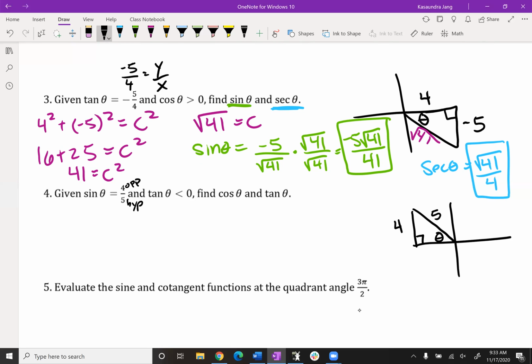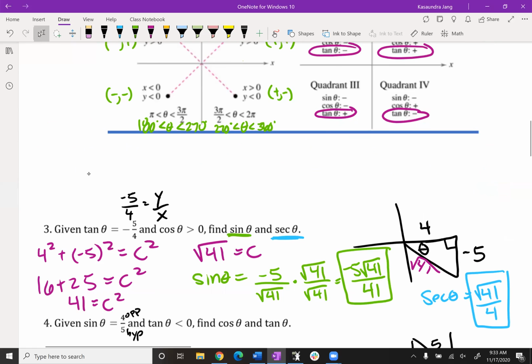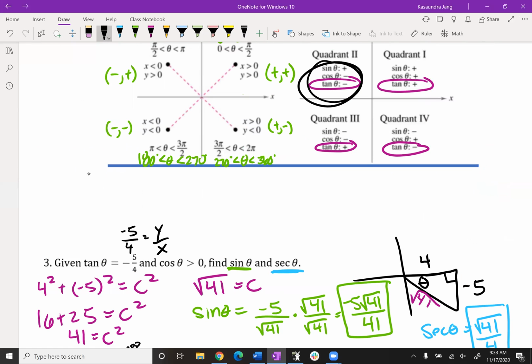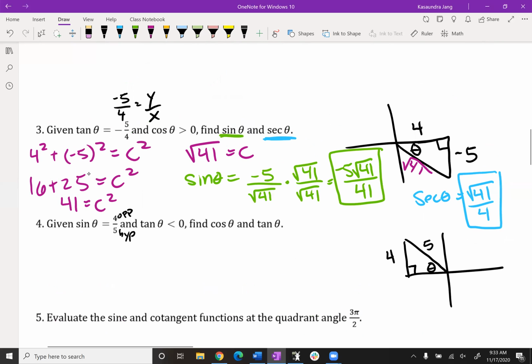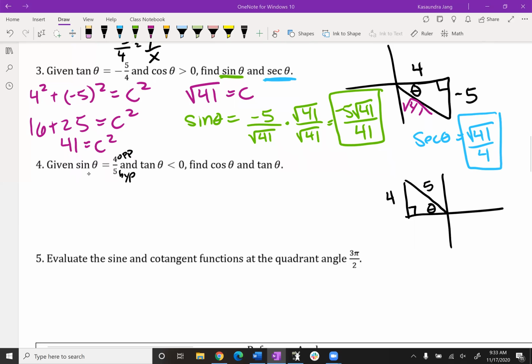Okay, so you took care of labeling. We used the information we got, labeled as much as we could. We still have to go find that missing side though. The tangent was negative because they said tangent of theta is less than 0. So that's why we knew we had to look for where the tangent is negative, which up here we had in these 2 quadrants. All right, cool.